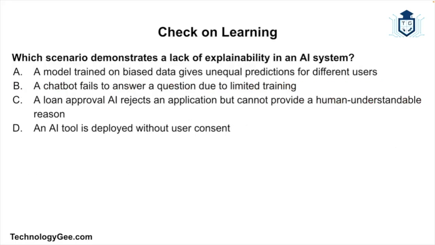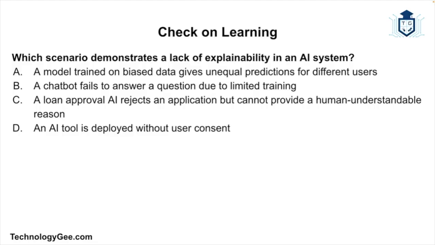And our final question, which scenario demonstrates a lack of explainability in an AI system? Is it a model trained on biased data gives unequal predictions for different users? Is it a chatbot fails to answer a question due to limited training?